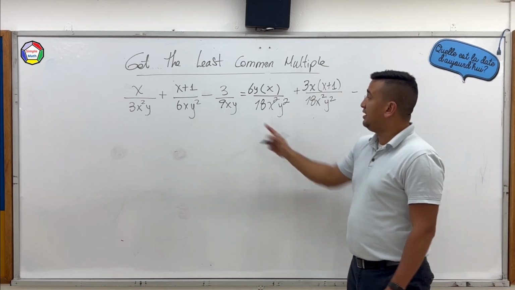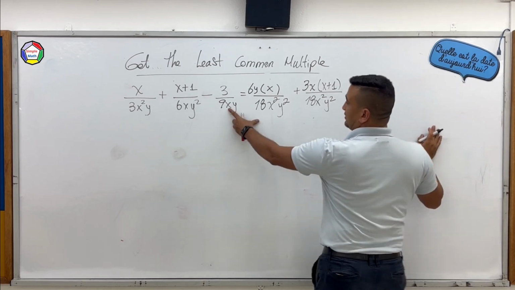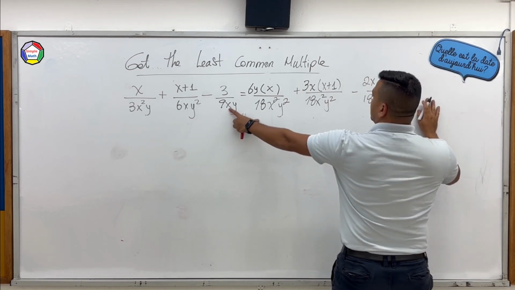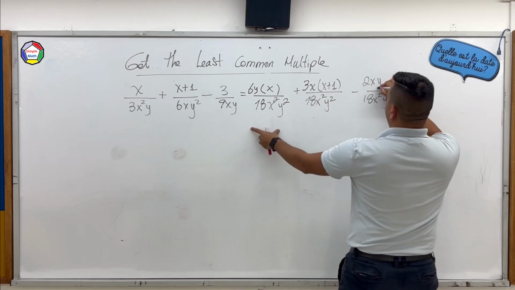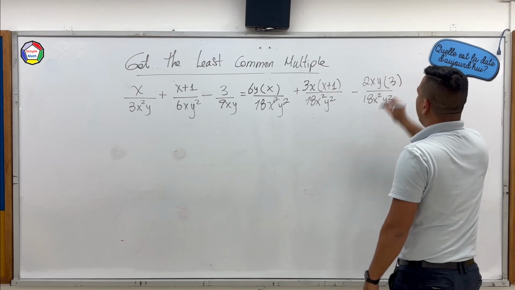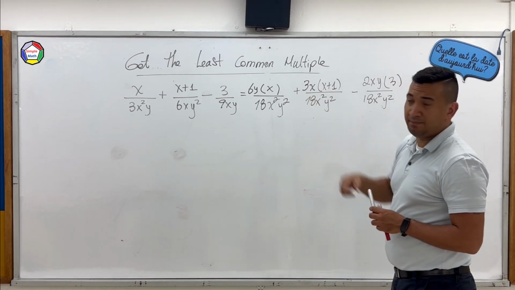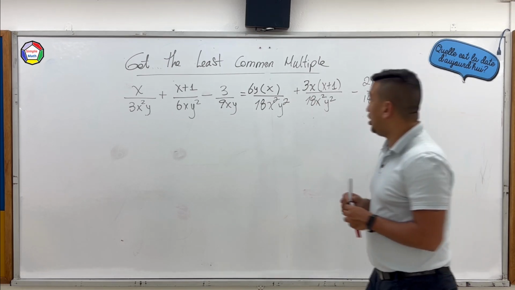I will do the same thing here. 18 divided by 9 is 2. x squared divided by x is x. y squared divided by y is y. And I will multiply this by the number that is on top, in this case 3. Okay? So I'm going to develop the multiplications that are on top.